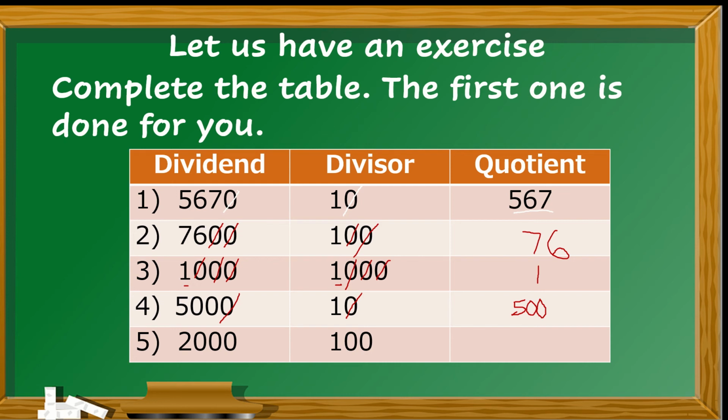For number 5, we have 2,000 divided by 100. Ilang zero mayroon ang divisor natin? That would be 2. 1, 2. So, ilan ang i-cancel natin dito sa dividend? That would be 1 and 2. What is the remaining digits? That would be 20 divided by 1, which is 20. Okay. Gets? Okay, next exercise.